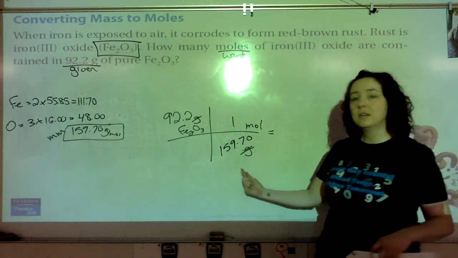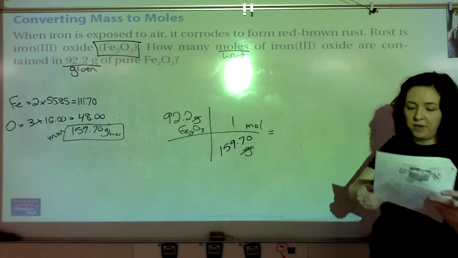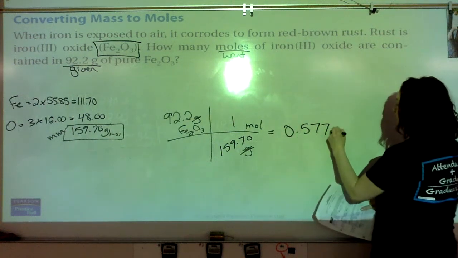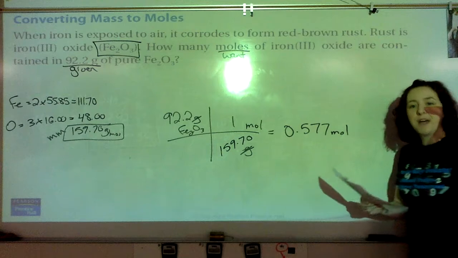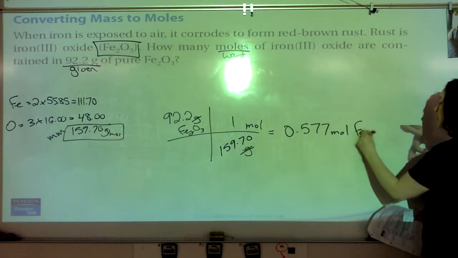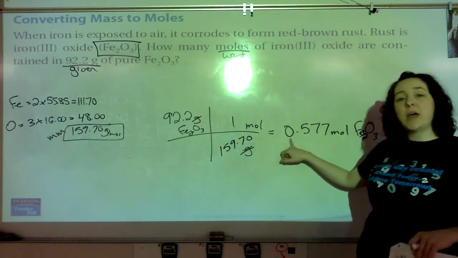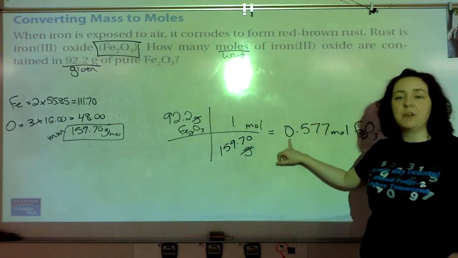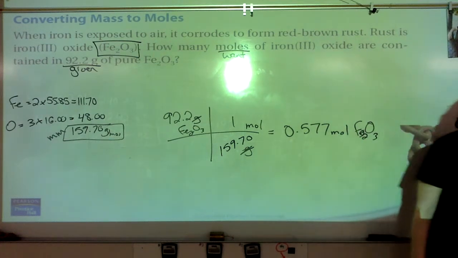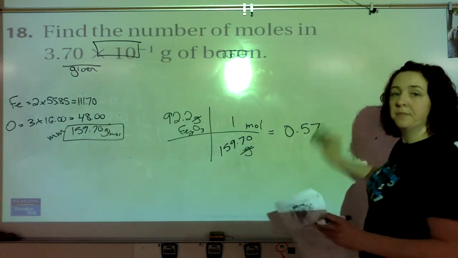We're going to divide. If you look at the given, there are 3 sig figs, so our answer is going to have 3 sig figs. So 0.577 moles, and if you want to be really smart, Fe2O3. You don't have to put this 0. It is not significant. You can also put this into scientific notation. Okay, let's do the next one. Go ahead and read it.